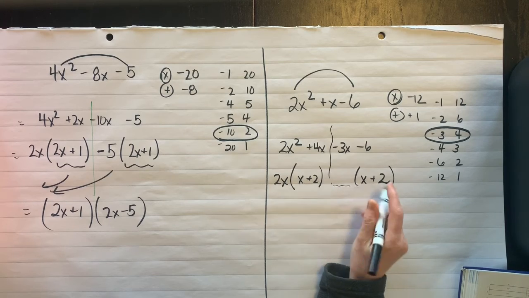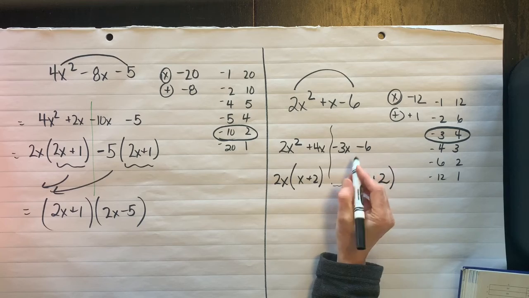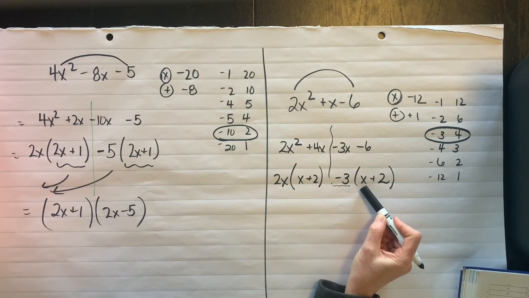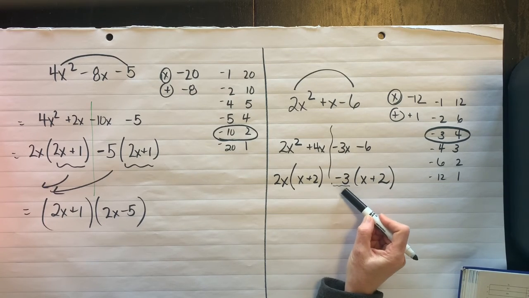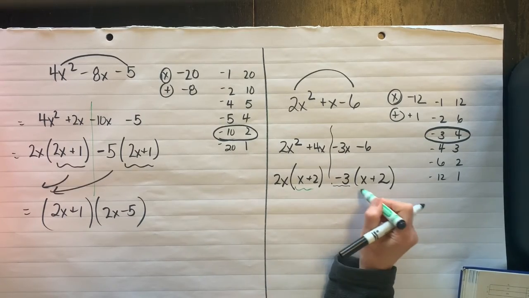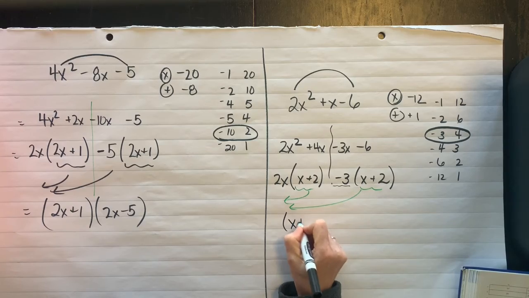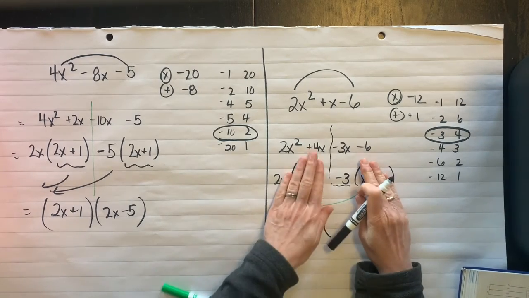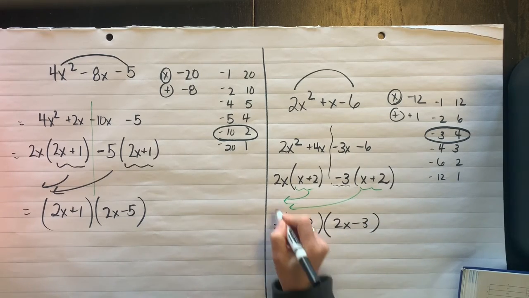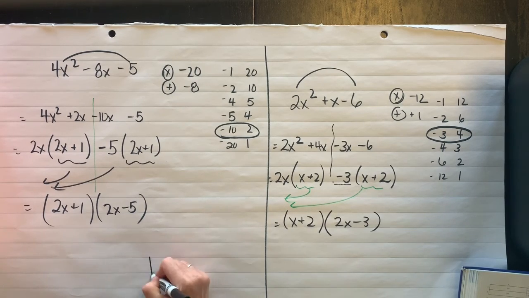What would I have to put in here to make this true? What times x equals negative 3x? The answer is negative 3. Let's just double check. Negative 3 times x equals negative 3x. Negative 3 times positive 2 equals negative 6, and I'm done. This bracket is the same as this bracket. I can pull those out in front. So I'm left with x plus 2. When I pull out x plus 2 in front, I'm left with 2x minus 3, equal signs, and you factored your quadratic.